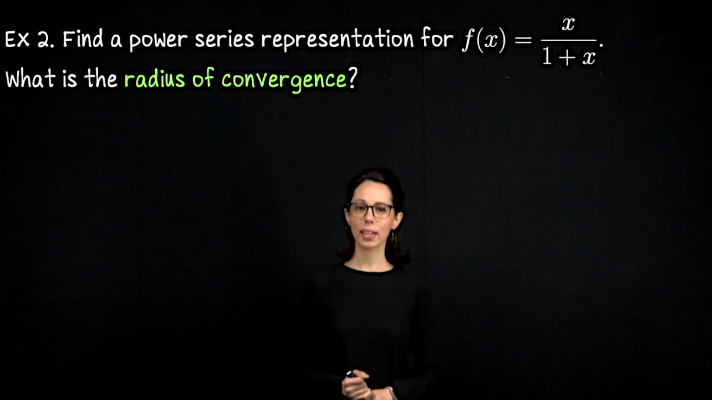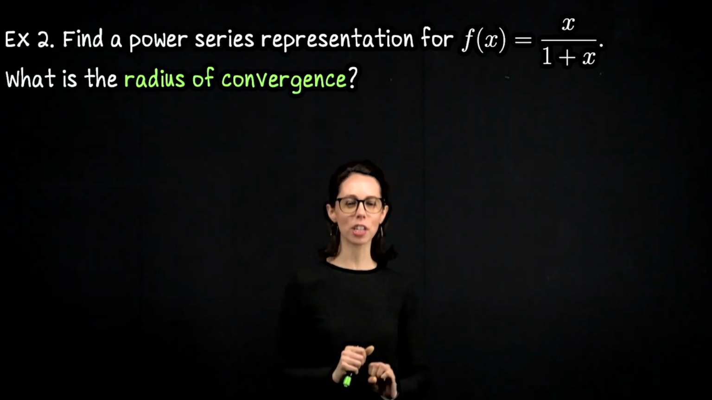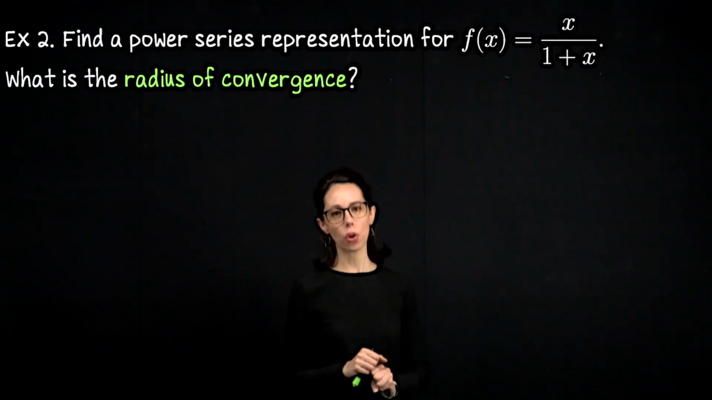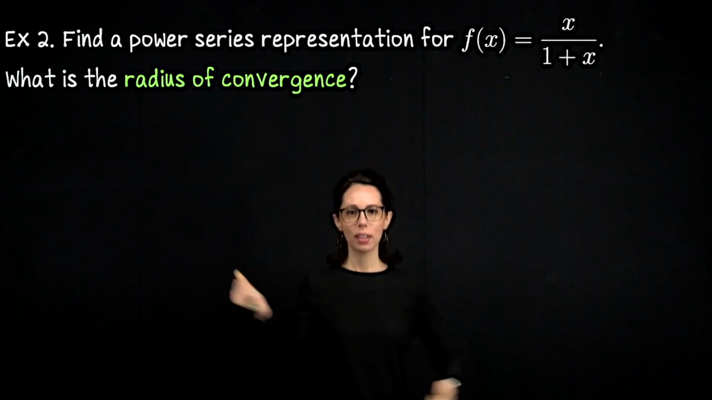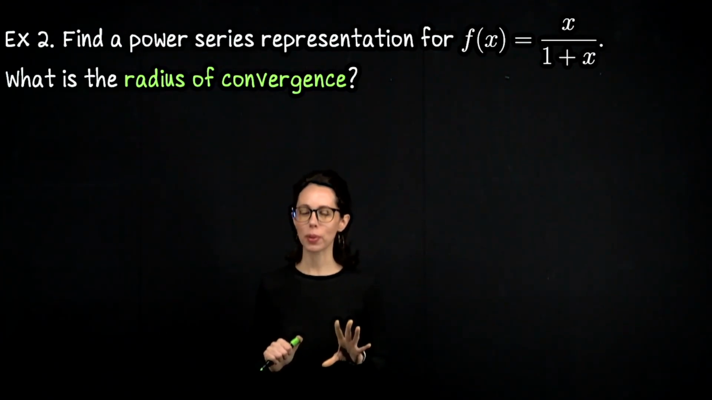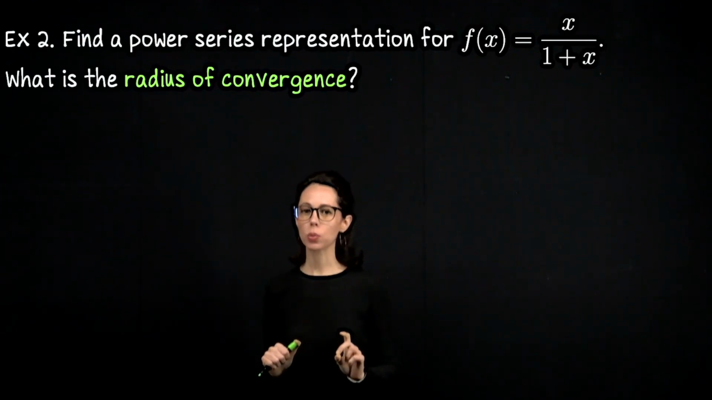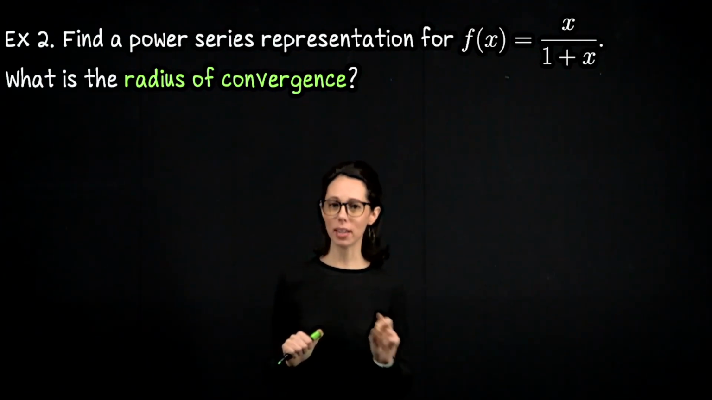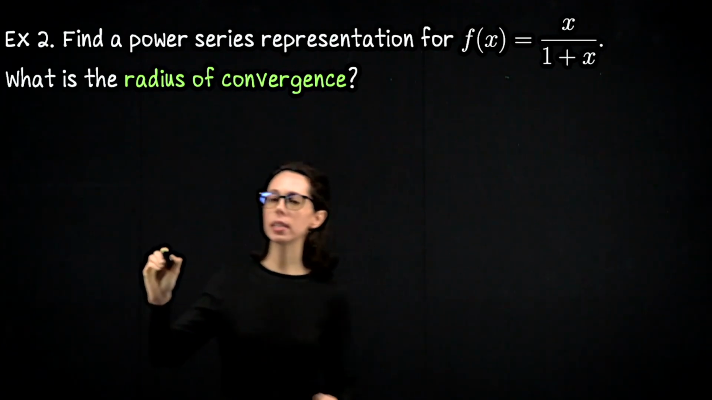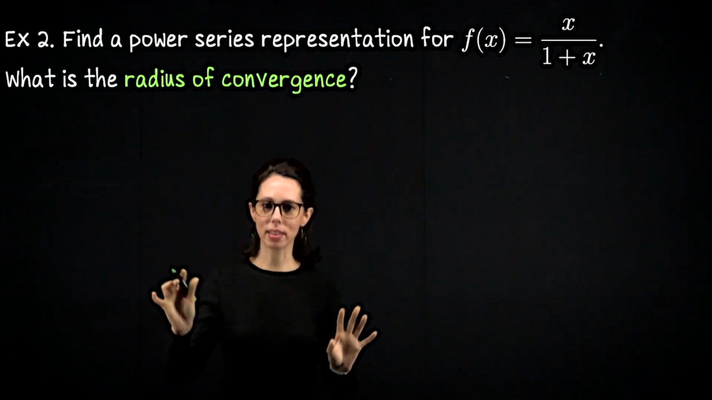Okay, for our second example, we are looking at a similar function. It's just one level up. This is x over 1 plus x. So the difference between this example and the previous one is the previous one was x over 1 minus x. Here it's 1 plus x. We are going to need to do something with that plus in the denominator, if you will.